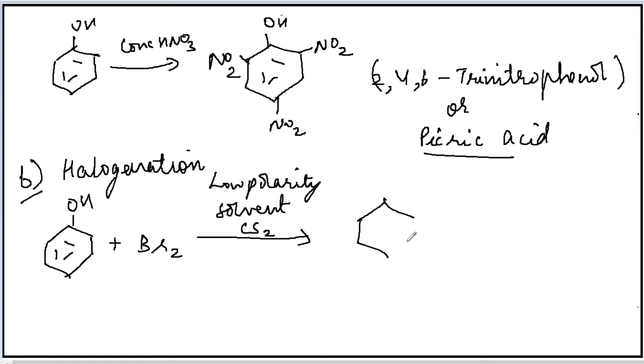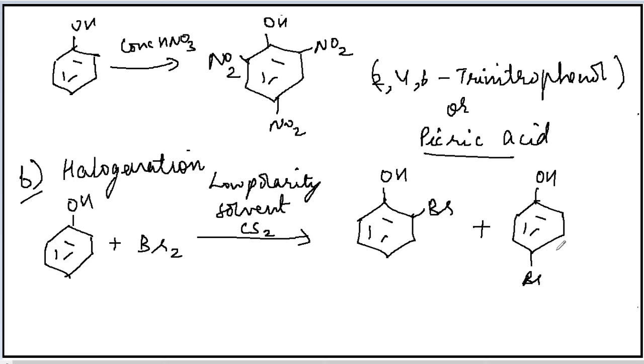So when this halogenation reaction occurs in case of phenol, again it gives two products, that is the ortho as well as the para product. The substitution will take place at ortho as well as at the para. But this para form is the major product, whereas this ortho form will be the minor product. So it gives ortho bromophenol and para bromophenol. The para product is the major one, whereas ortho is the minor one. So this reaction is taking place in presence of low polarity solvent and giving you ortho and para product.